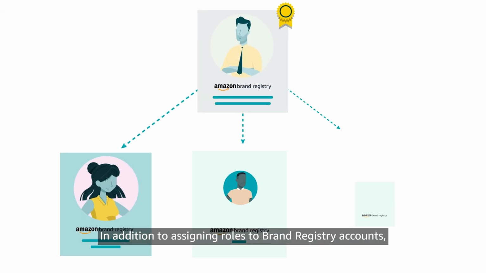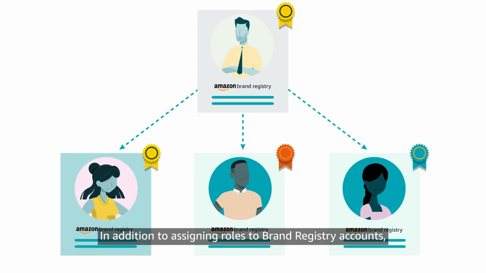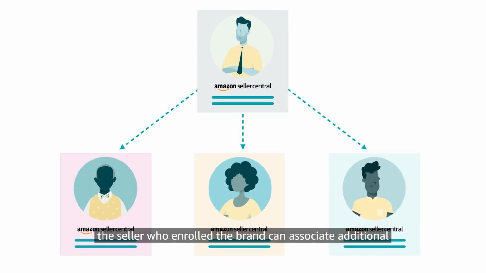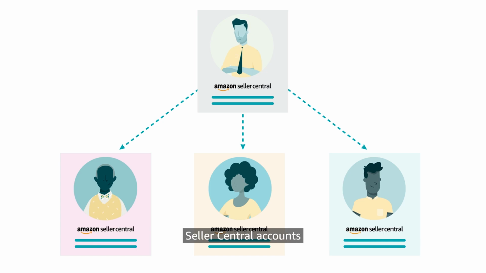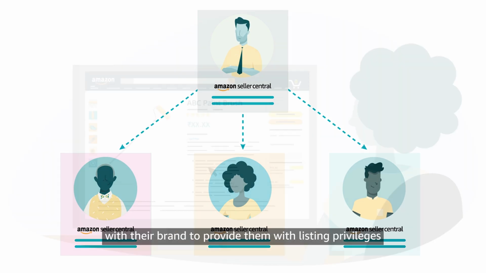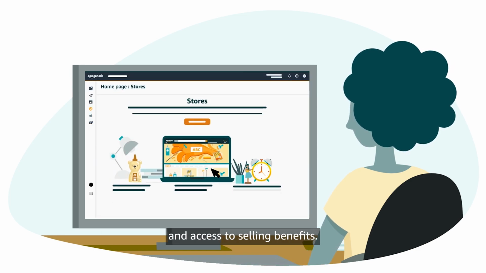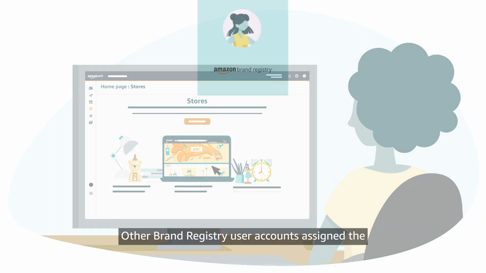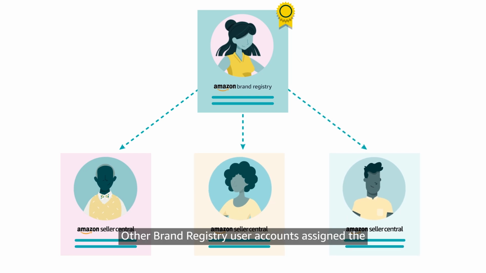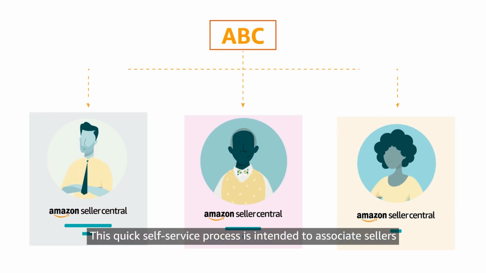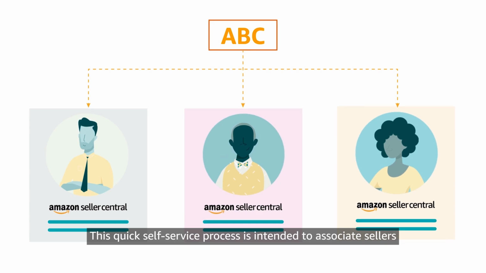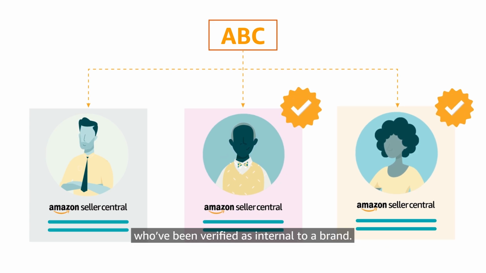In addition to assigning roles to brand registry accounts, the seller who enrolled the brand can associate additional Seller Central accounts with their brand to provide them with listing privileges and access to selling benefits. Other brand registry user accounts assigned the administrator role can do this too. This quick self-service process is intended to associate sellers who've been verified as internal to a brand.